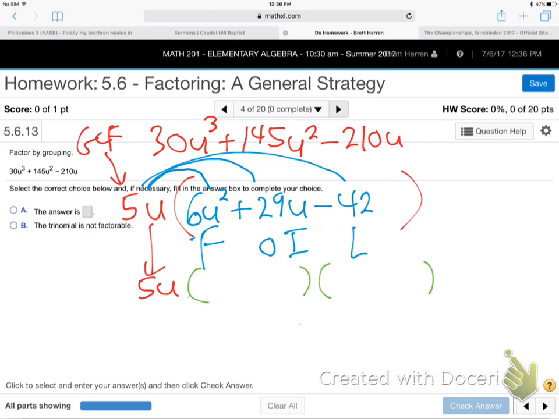Right, so now see if you can do the rest of the FOIL. So it's going to be 3u, 2u, isn't it? To make 6u squared. You guys with me? Front times front to make front. 3u times 2u to make 6u squared. Is that good? For 6u squared.